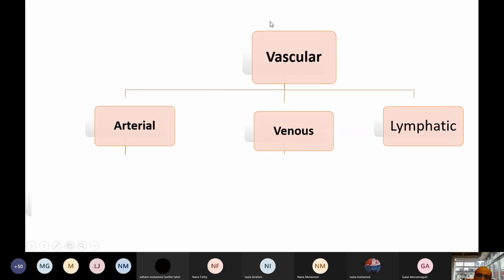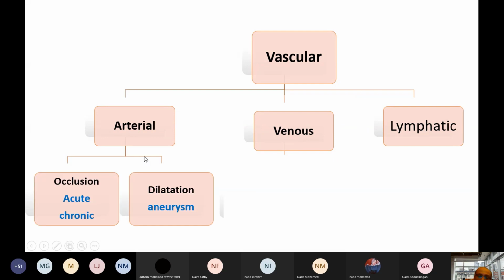To start with, vascular surgery is divided into arterial part, venous part, and lymphatic. Simply speaking, the arterial part is about occlusion or dilatation of the blood vessel. Occlusion of the blood vessel could be acute or chronic, which is called ischemia. We have an acute ischemia and a chronic one. Also, there is some form of increase in the caliber of the blood vessel, which is called the aneurysm dilatation or dilatation of the vessel.